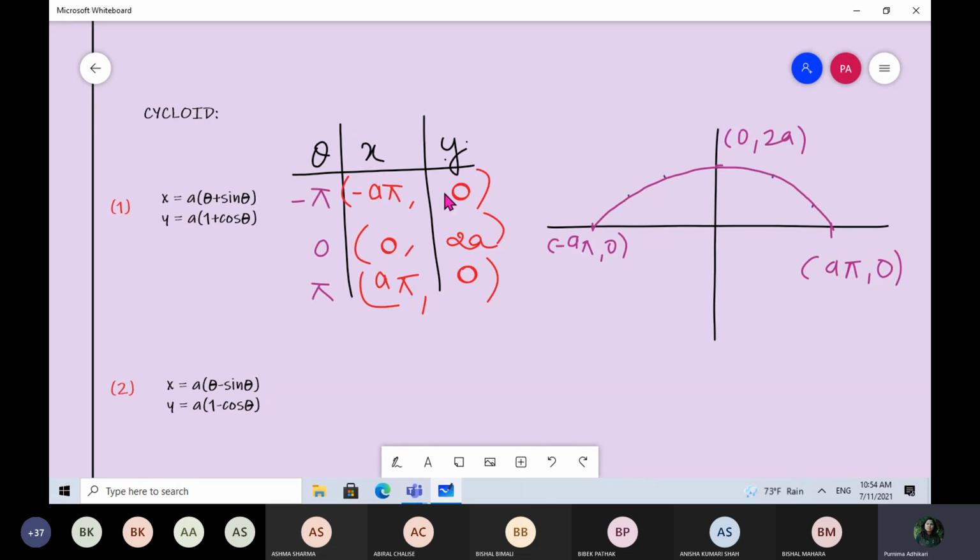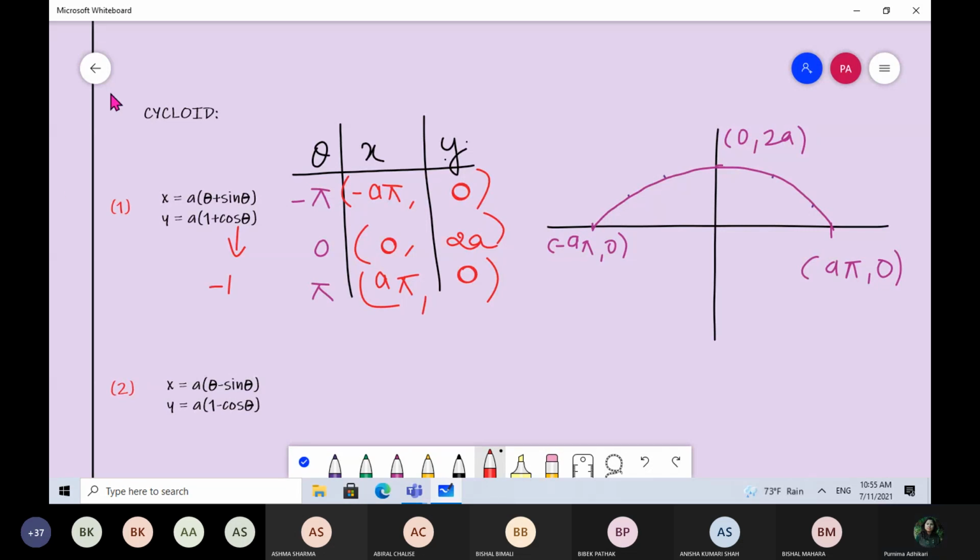You see y will be 0 and 2a, but no other values came, no negative value has come, and you see y will never be negative. Y will never be negative because the minimum value of cos theta is -1. Whatever a is given in your equation, we always assume that it's a positive constant. Okay, so cos theta can never be lesser than -1, so hence your y can never be less than 0. Y will never be negative, so you are not going to get any points in your negative y region.